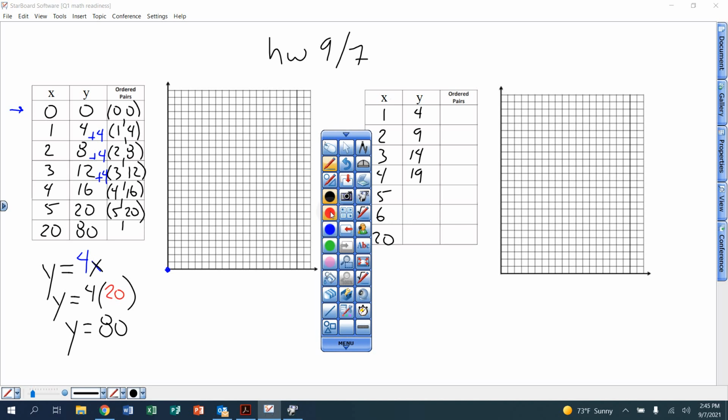But here I go, 0, 0 in the middle, over 1 up 4, over 2 up 8, over 3 up 4 more, over 4 up 4 more, over 5 up 4 more. And that is 5, 20 right there. Draw your line through them. And know that this line is proportional.